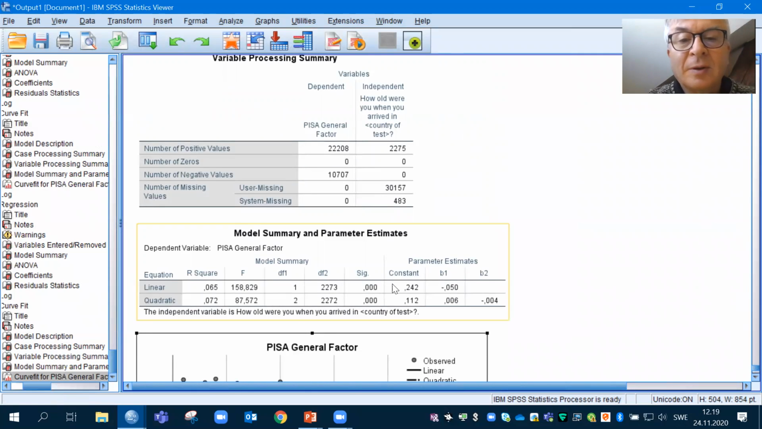Here you have the equations for both of these. So you can see that both have a constant term. The linear one has only one coefficient to tell which way the line is. So this is a negative coefficient. And then the second degree model has two coefficients.